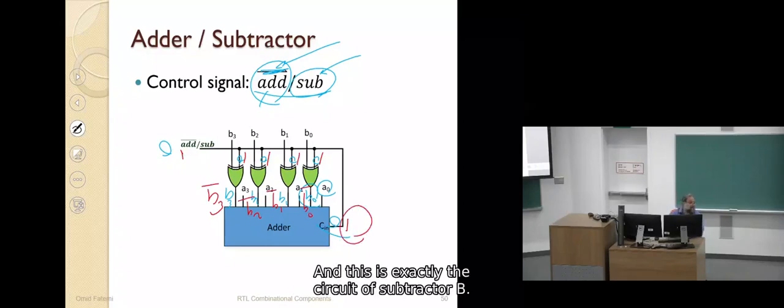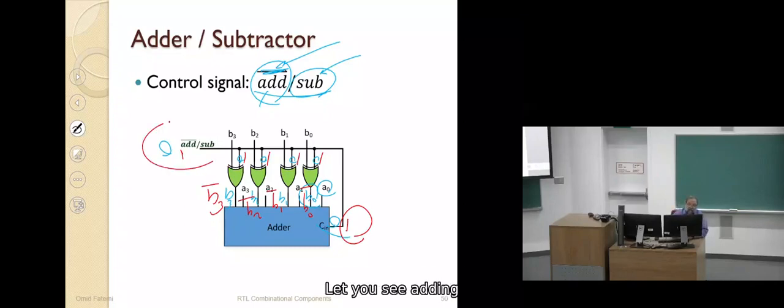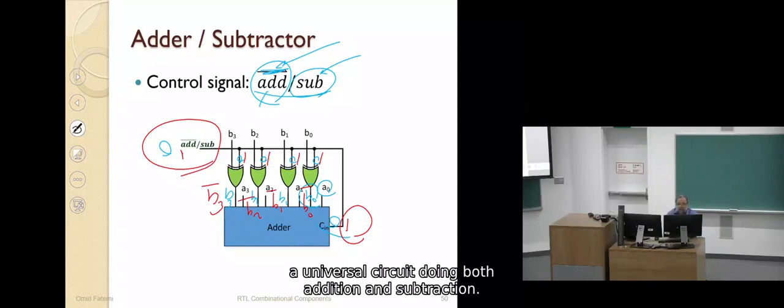and this is exactly the circuit of subtractor. B0 is negated, 1 is added to it, so A0 plus B bar plus 1 is A minus B. So you see, with adding just a simple control signal and adding 4 XORs, we could build a universal circuit doing both addition and subtraction. Just putting the control either 0 or 1.